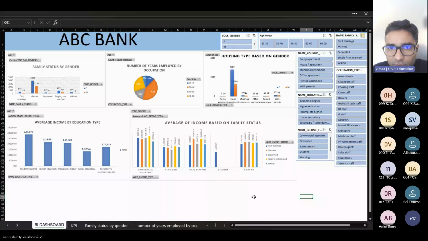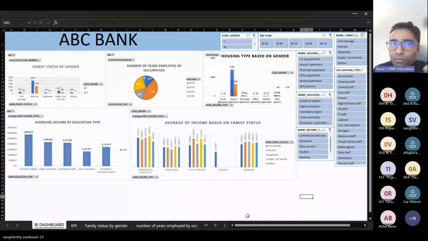Only one thing I would say: if I have to play around with the slicers, let's go with the gender, male, female. Try male. And now female, both. To clear the filter. Yeah. So the thing is, only one chart is changing. The family status by gender is only changing. And we discussed that the whole idea of a slicer is to make the entire dashboard dynamic.